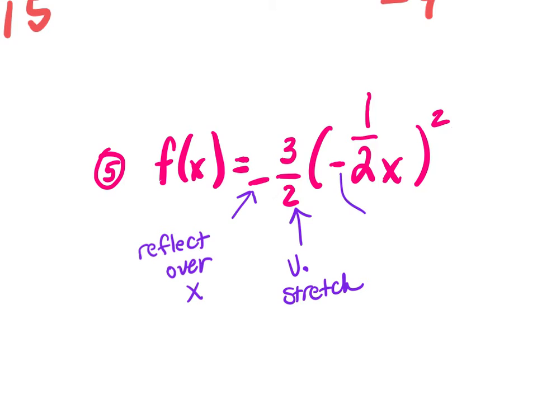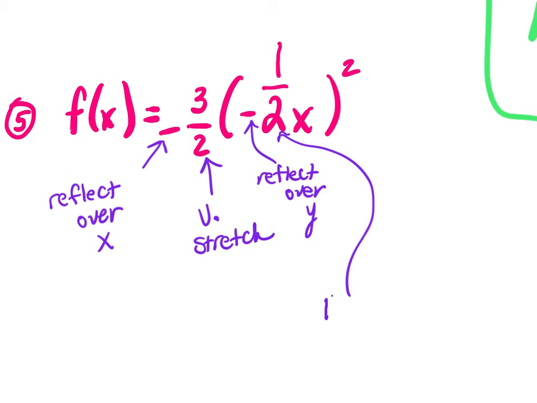I have a negative inside with the x. That's going to reflect over where? Over y. Over y, good. I have a 1/2 here that's with the x. I would think it's a horizontal compression, but since it's with the x, I know it's the opposite, so this is a horizontal stretch.